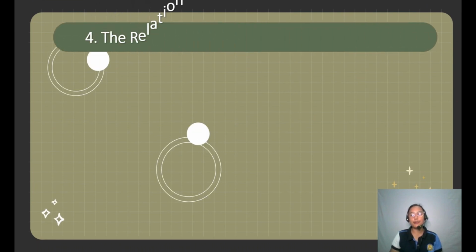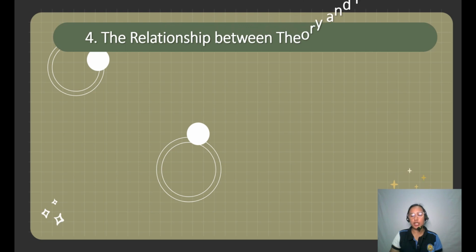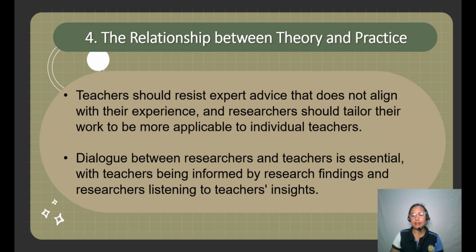Now let's move to the relationship between theory and practice. So what is the relationship between theory when it is applied to a practice? A teacher should resist expert advice that does not align with their experience, and researchers should tailor their work to be more applicable to individual teachers. Dialogue between researchers and teachers is essential, with teachers being informed by research findings and researchers listening to teachers' insights.